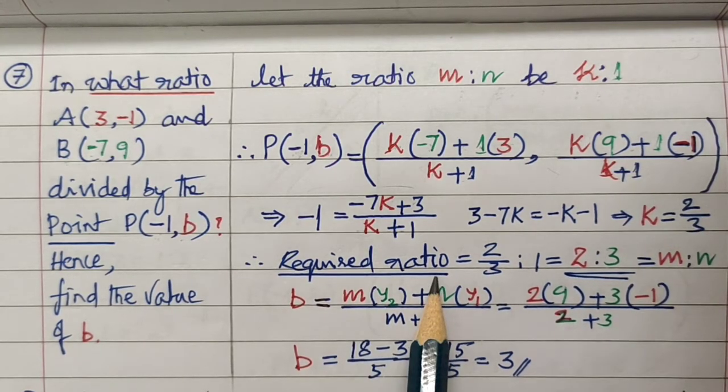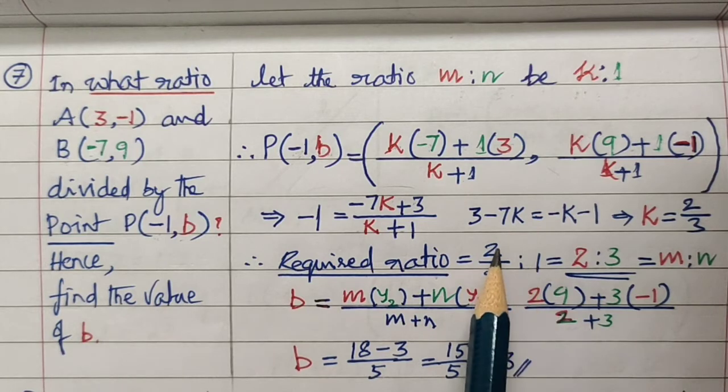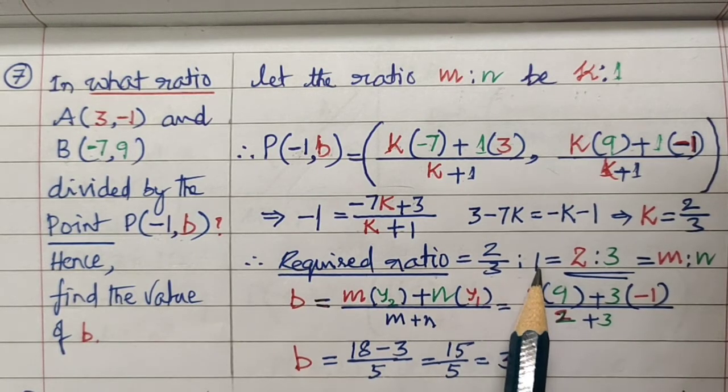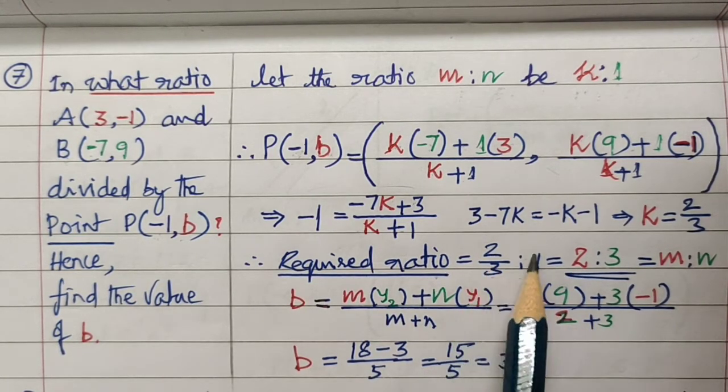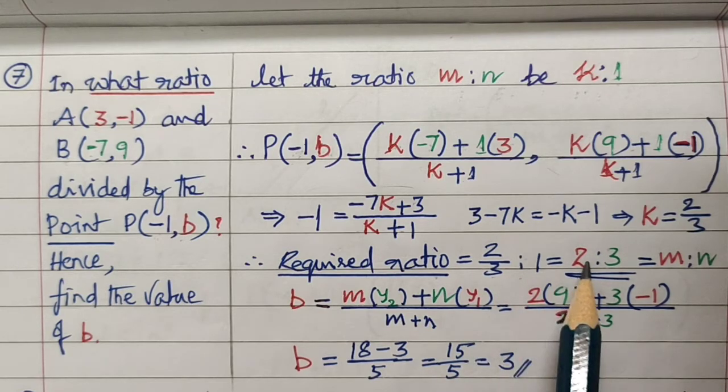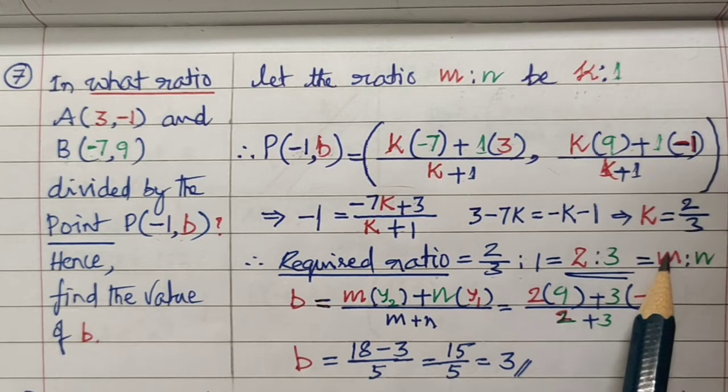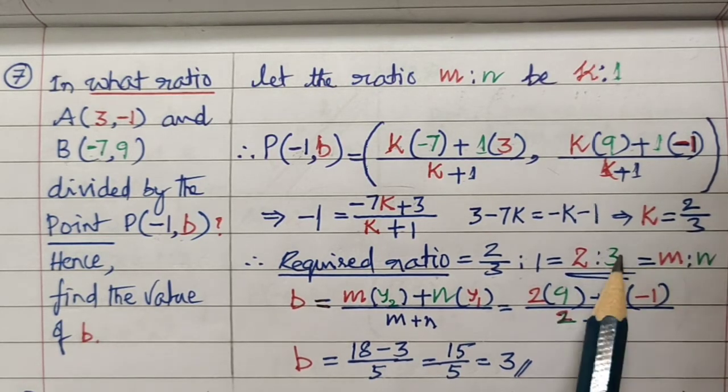The required ratio is k is to 1, that is 2/3 is to 1. When you multiply both sides by 3, it becomes 2 is to 3, that is m is to n. Therefore, m = 2, n = 3.